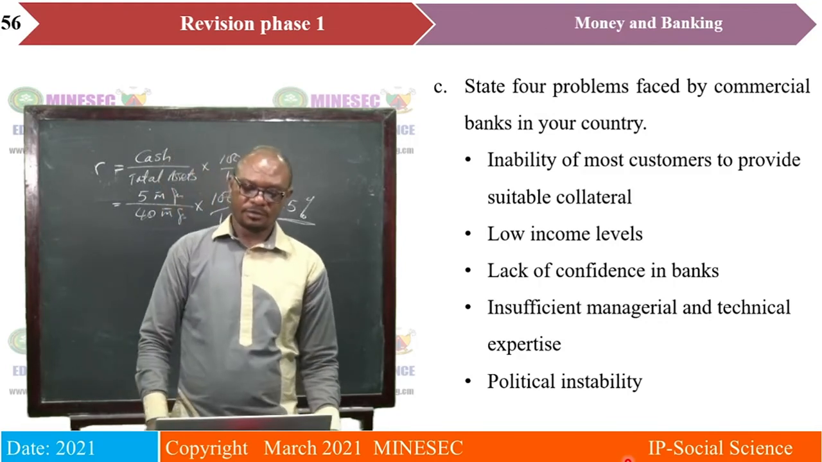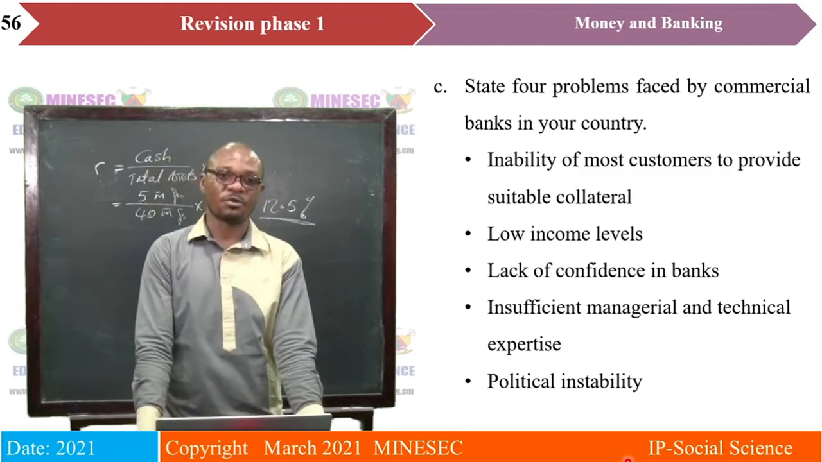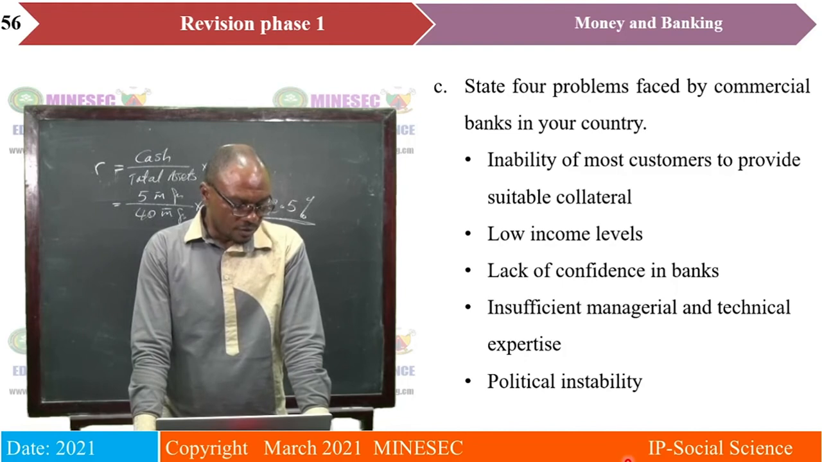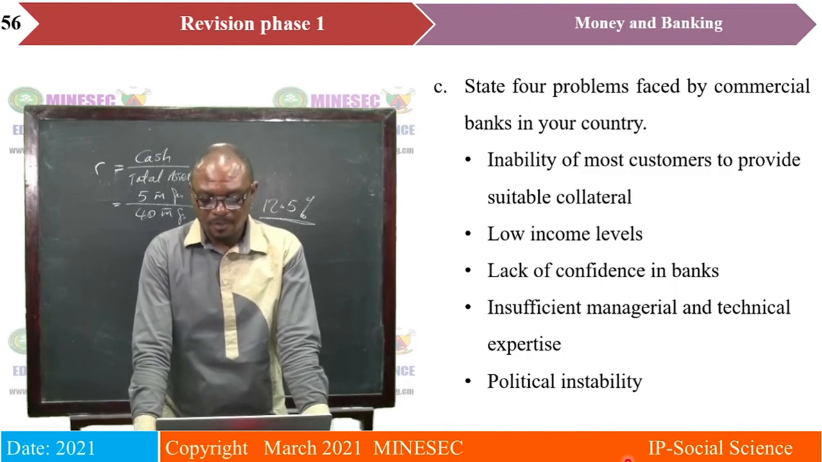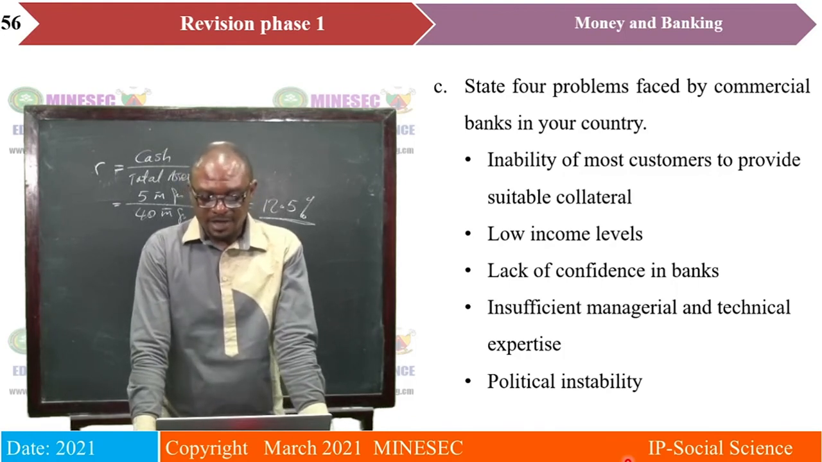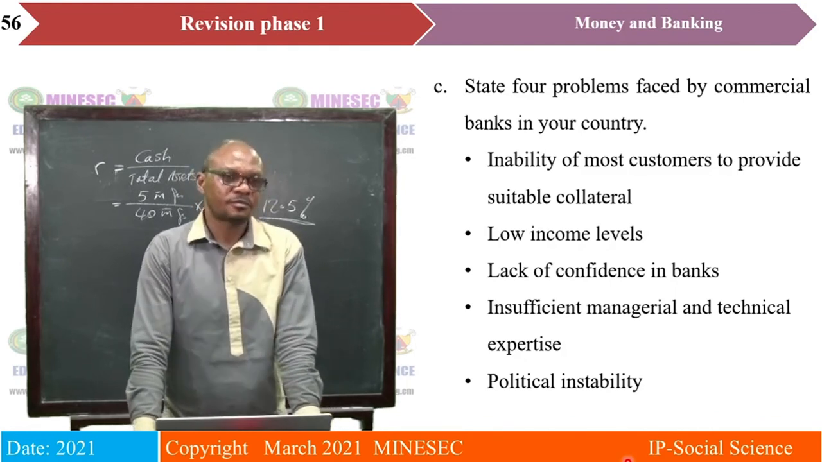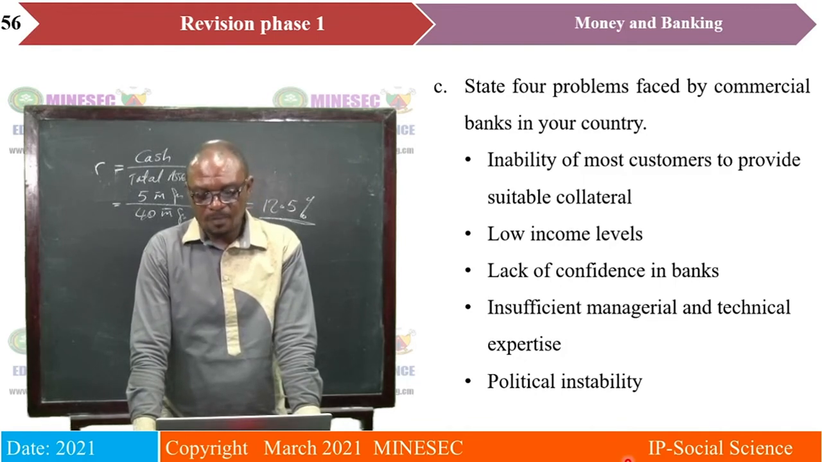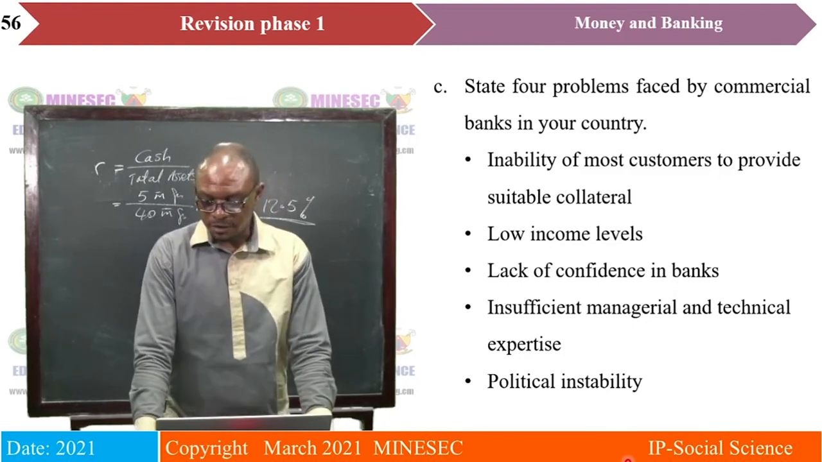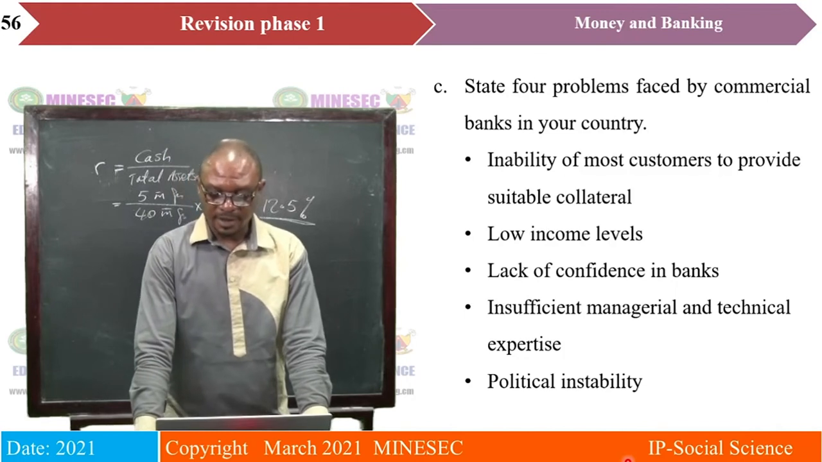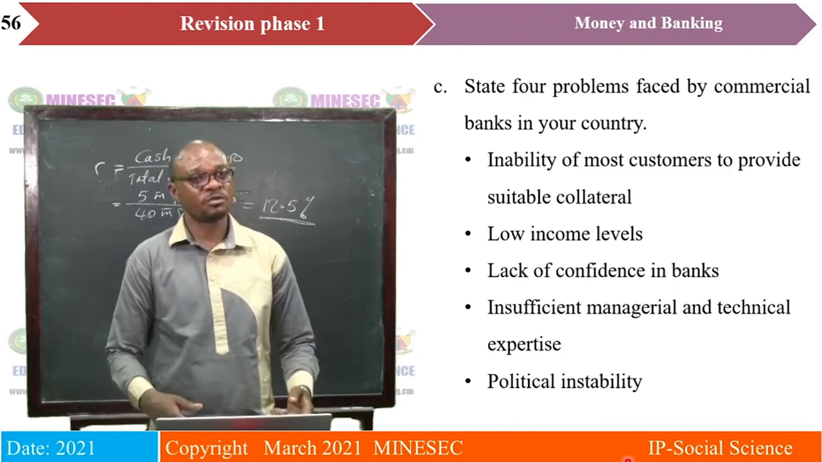And then C, we are required to state four problems faced by commercial banks in Cameroon. So what are the problems that commercial banks face in Cameroon? Here you are required to state, not explain. First, we have the inability of customers to provide suitable collaterals. Most Cameroonians may want to get loans from banks, but one of the conditions for obtaining a long-term loan is that you must have a suitable collateral. Most Cameroonians don't have these collaterals, so the banks don't give out the loans.